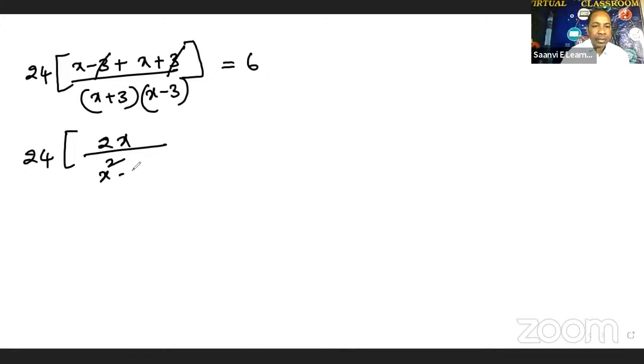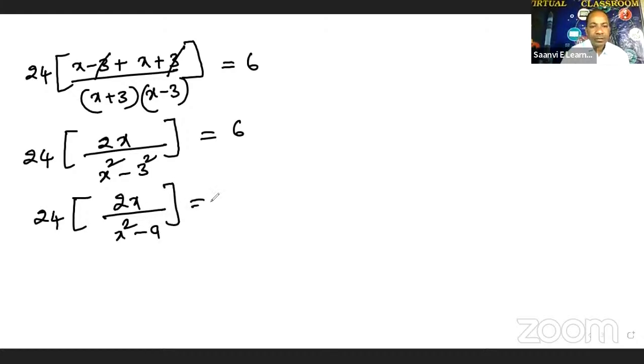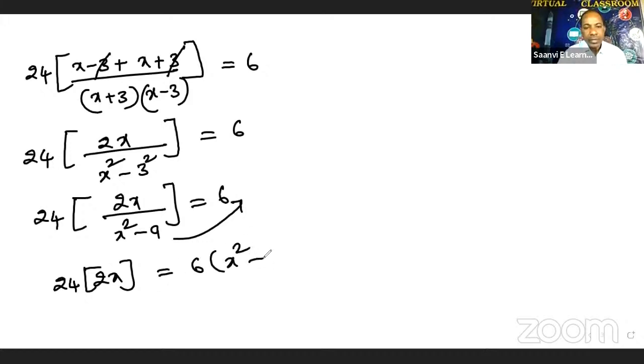It is in the form of a plus b into a minus b. The formula for a plus b into a minus b is a square minus b square. So by this formula, 24 into 2x by x square minus 3 square, value 9, that is equal to 6. x square minus 9, you bring this side. 24 into 2x is equal to 6 into x square minus 9. 24 2s are 48x is equal to, here multiply by 6, 6 into x square, 6x square minus 6 9s are 54.